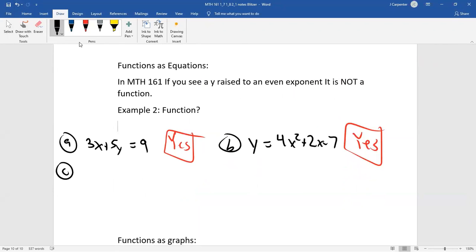For C, this has got to be, no, it is not: x squared plus y squared equals 25. Look at this. You got a y. You got an even exponent. If you see a y raised to an even exponent, it's not a function. Yeah, it's a little bit memorization-y. But like I said, I will show you the reasoning as to why that is, and I will do that in about 15 seconds.